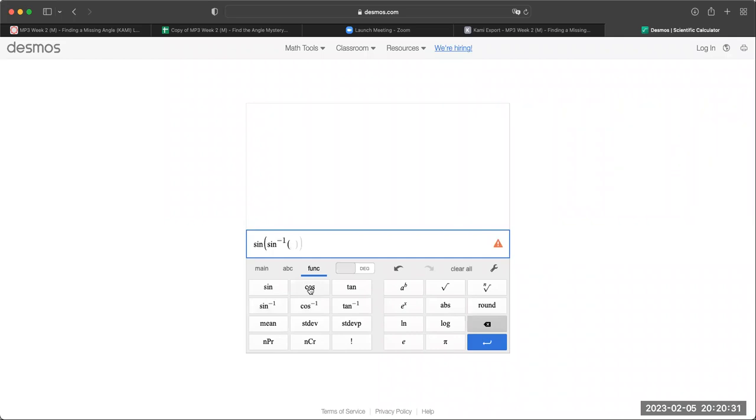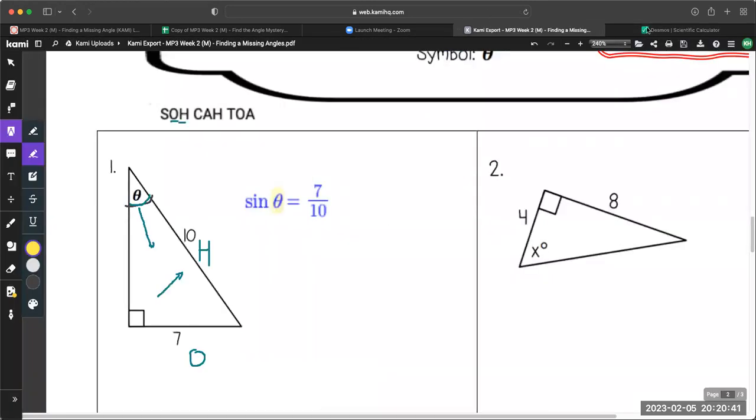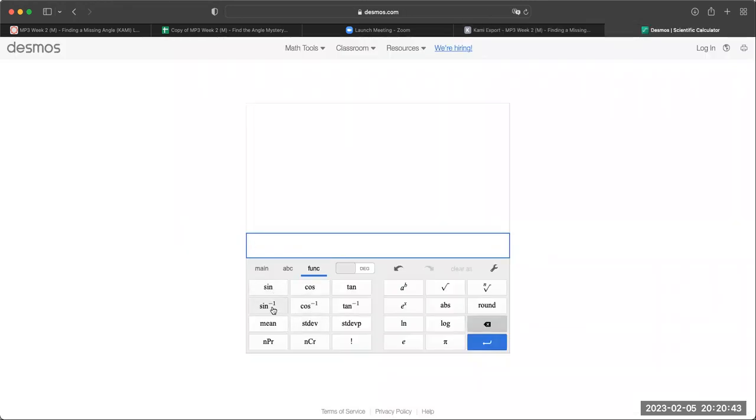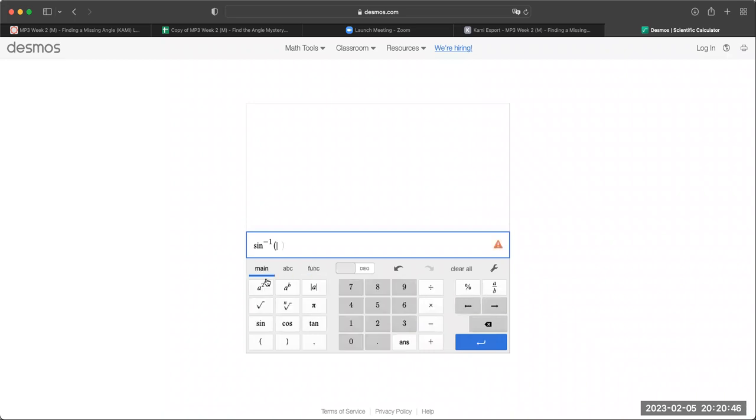That's what we're going to call it for now. There's other words, cosine and the inverse, tangent and its inverse, right? So what we need to do is find the inverse of 7 over 10. We're finding the inverse sine of 7 over 10. And our angle up there is 44 degrees.